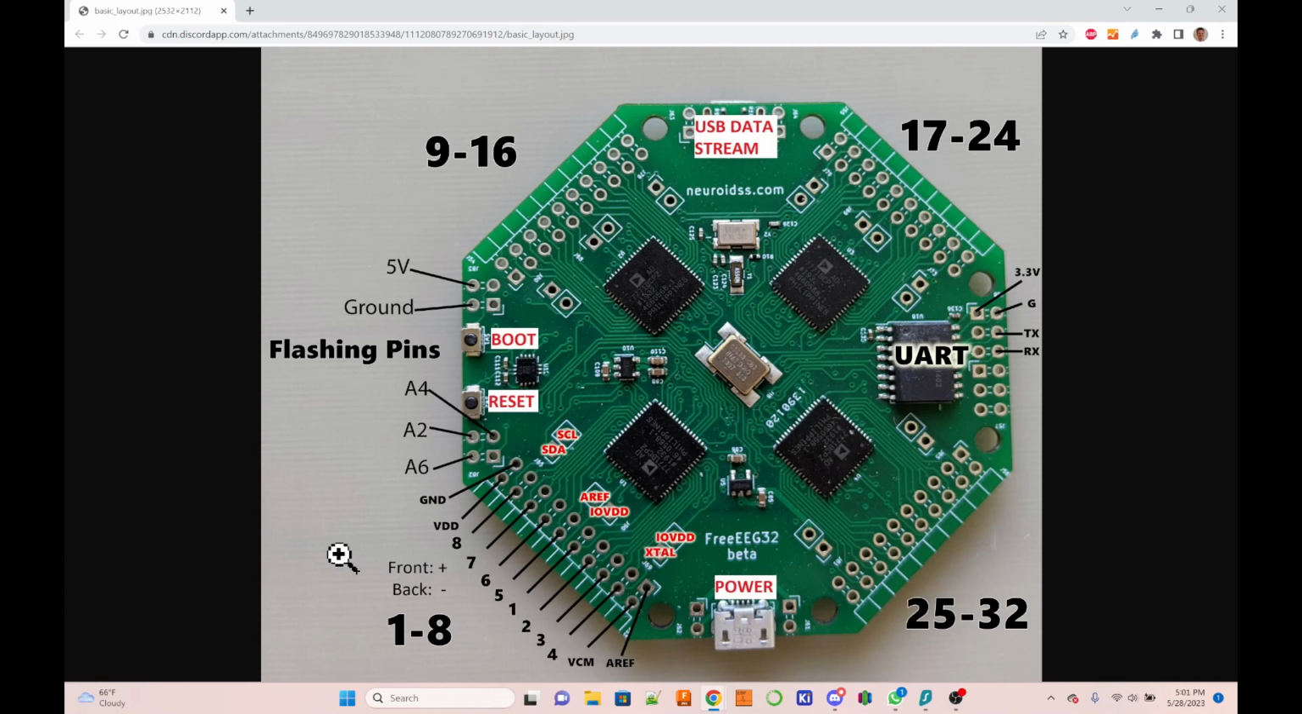Then there was the question of how to interconnect multiple boards, and that will need some soldering.